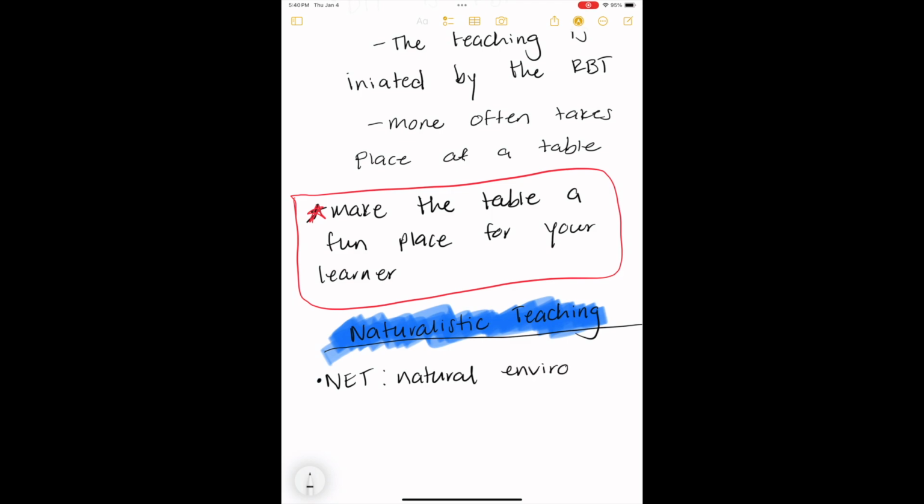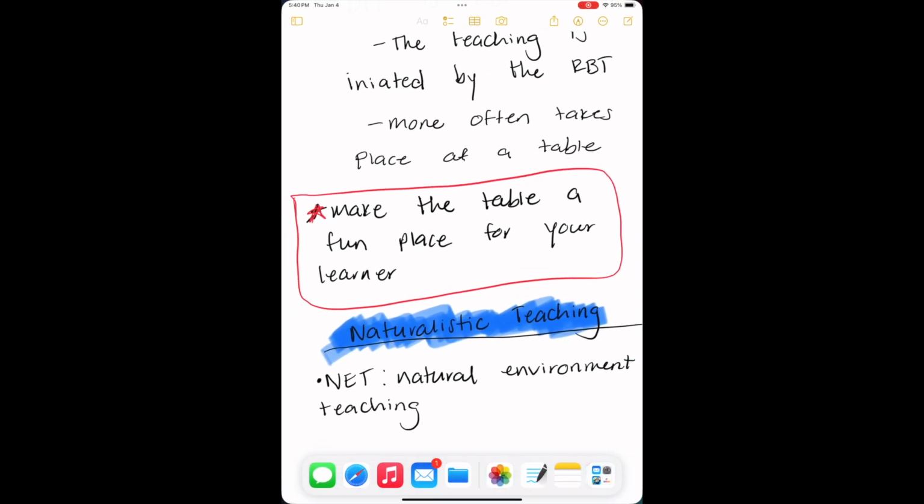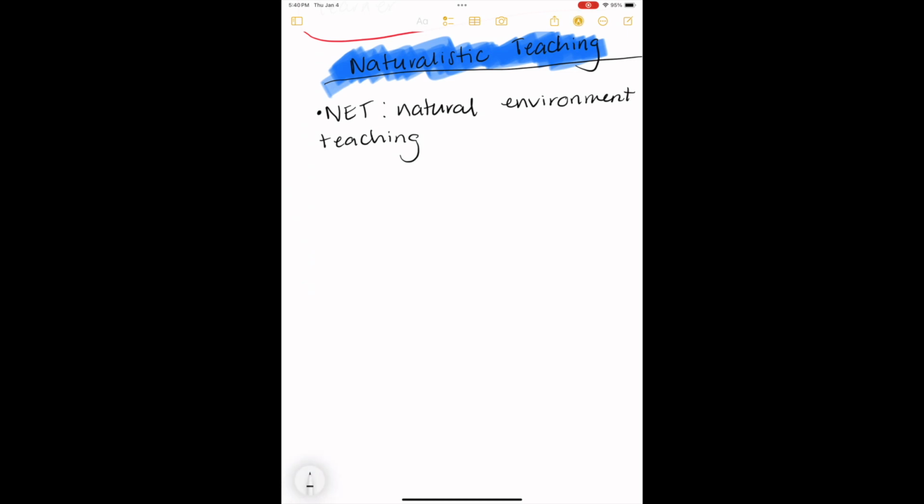And natural environment teaching is learning that is initiated by the child, really by the child's interests, right?